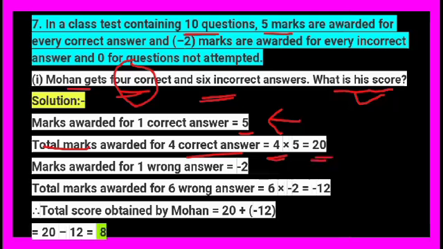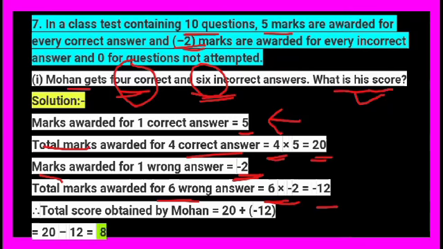So the marks for correct answers is 20, and marks awarded for one wrong answer is -2. It is given here in the question, right? And Mohan's 6 questions are incorrect. That means we need to find marks of incorrect answers. So here we again do multiplication of the 6 incorrect answers and the marks of one incorrect answer. And by doing multiplication, we have -12 here.